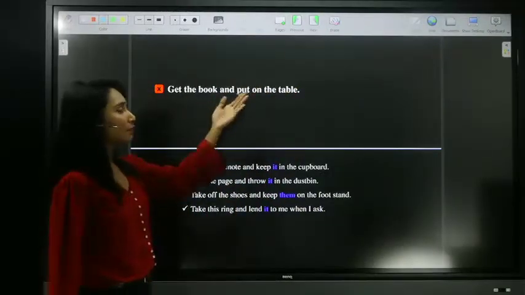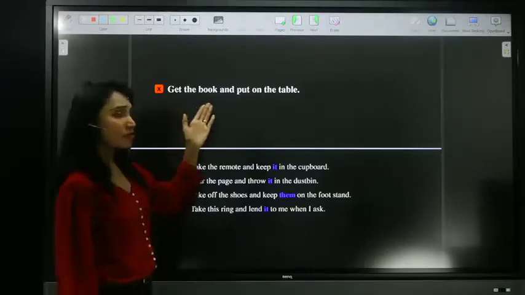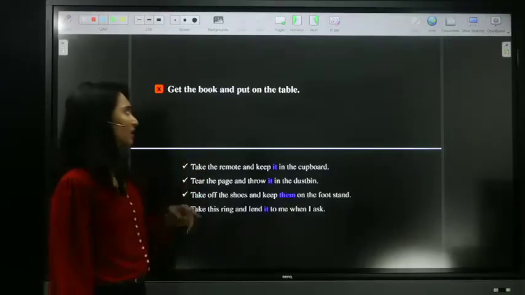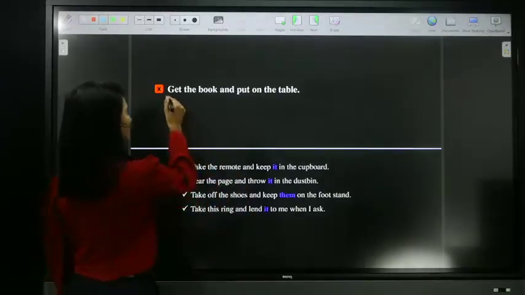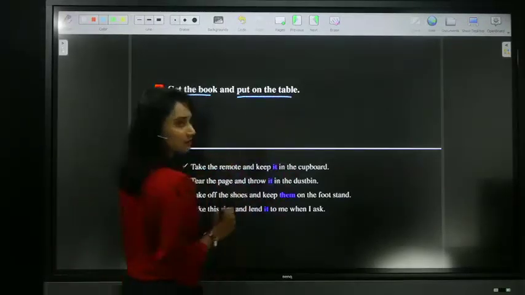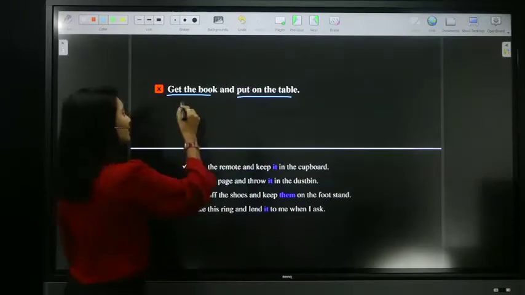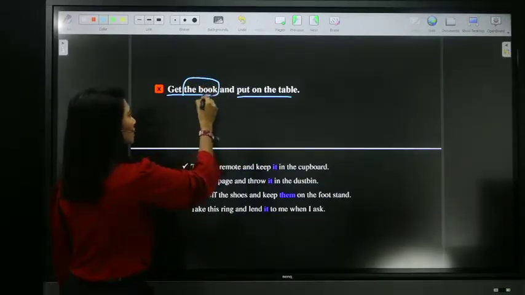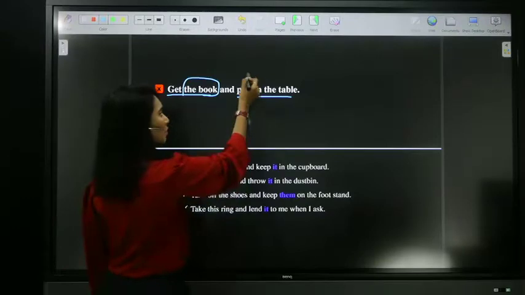Get the book and put on the table. Get the book and put on the table. Okay. Get the book is also imperative. Put on the table is another imperative. Get the book. What do we have to get? The book. And put on the table. What do we have to put?